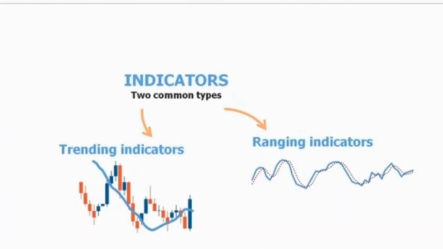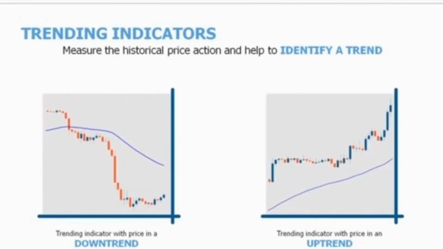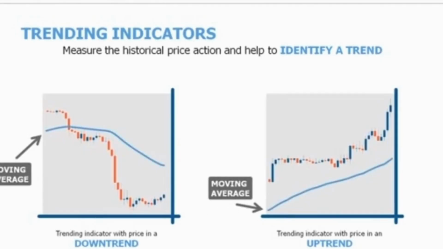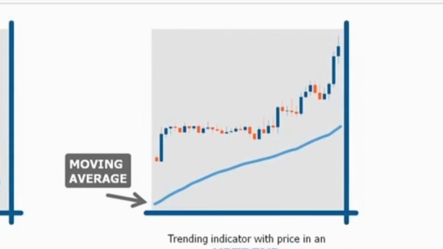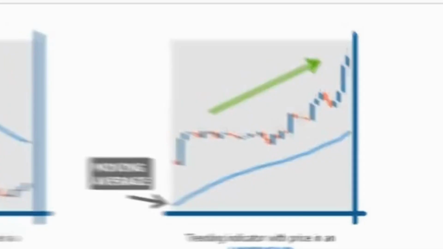Indicators can be classed as either trending or ranging. Trending indicators tell you if the market is trending and in which direction. One of the most commonly used trending indicators is the moving average. Using a moving average as an example, you can identify the trend by looking at the slope of the moving average and whether the price is above or below it. When the moving average is pointing down, or when the price is under it, it indicates that the asset is in a downtrend. When the moving average is pointing up, or when the price is above it, it indicates that the asset is in an uptrend.